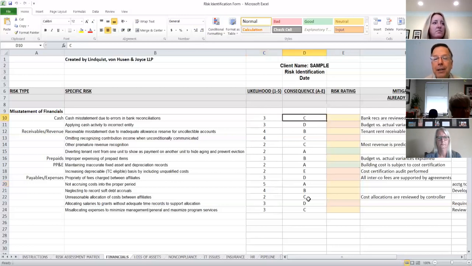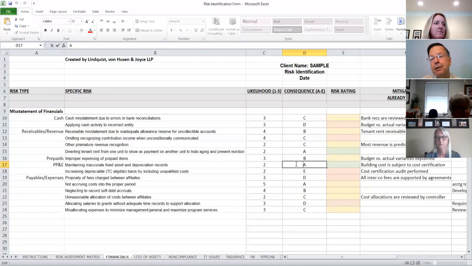The consequence, you know, anywhere from A here is not too important, and that was maintaining inaccurate fixed asset and depreciation records. I would imagine that most of the replacements, I'm not thinking about cost certifications now, I'm thinking about as the property ages and assets are replaced, and you know, sometimes they're expensed or sometimes they're capitalized. The consequence of making the wrong judgment there is probably not too significant, because whatever you're replacing is probably going to have to be written off anyway, and it might end up being a similar expense to the original cost of the replacement item.